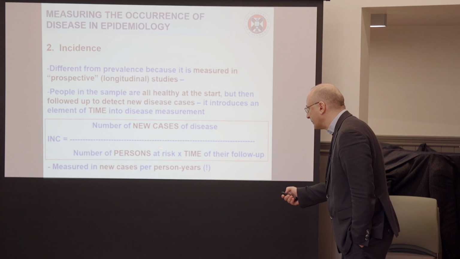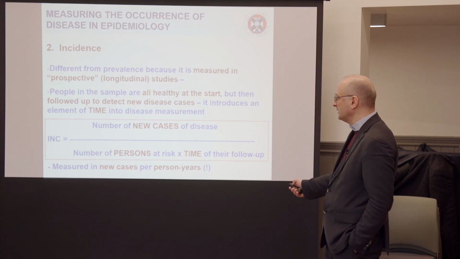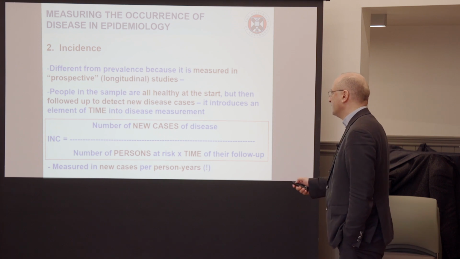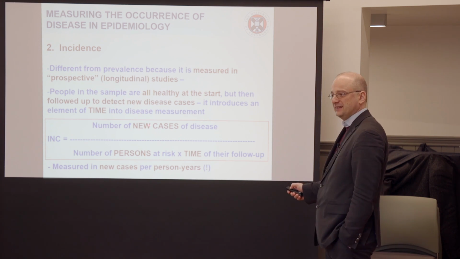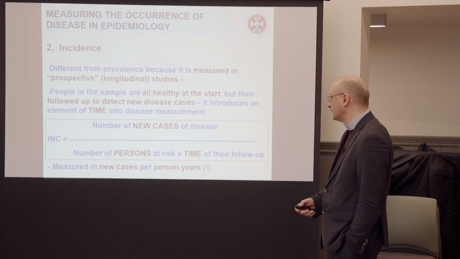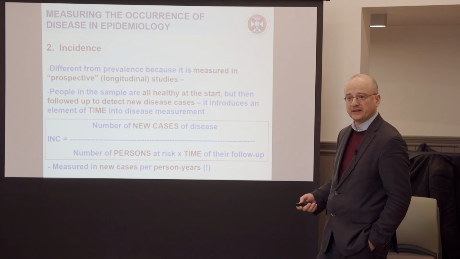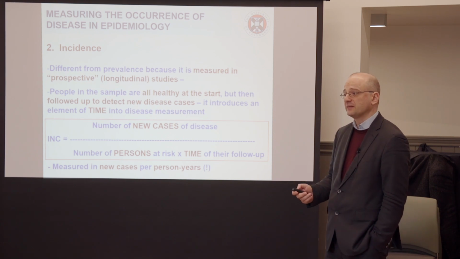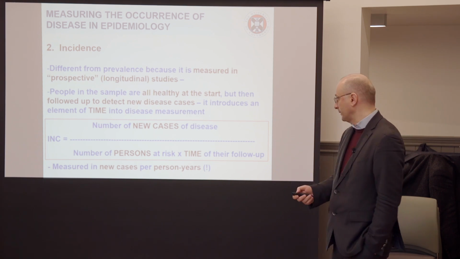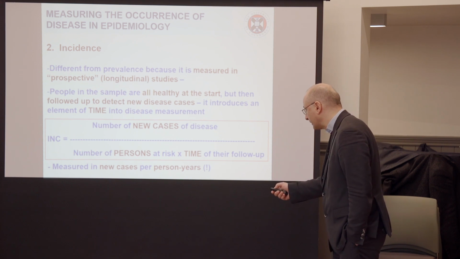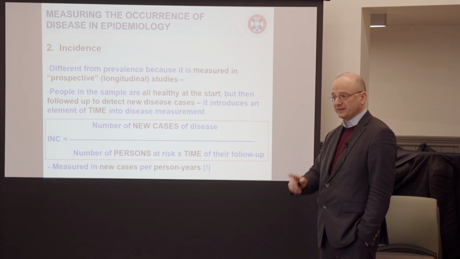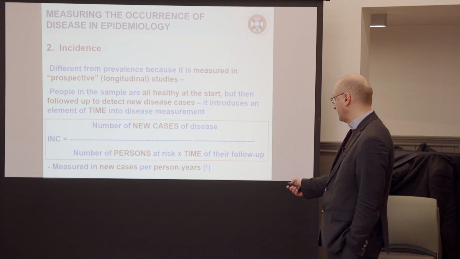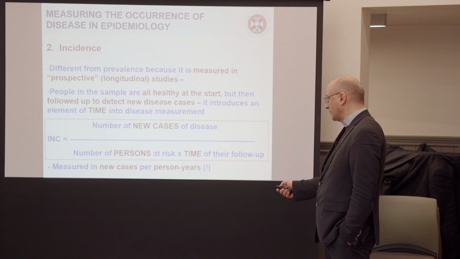And remember, persons at risk. Every word in this definition is very important, as I will show you later. So, number of new cases of the disease, new cases, not relapses of cases that we already established or something. It has to be an entirely new case of disease arising in someone who was previously completely healthy, all right? Over the number of persons at risk, remember this, at risk, times the time of their exposure, all right, or follow-up.